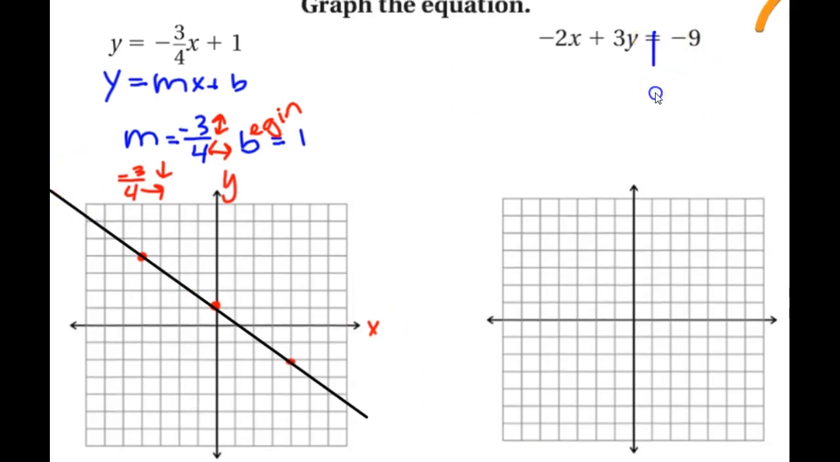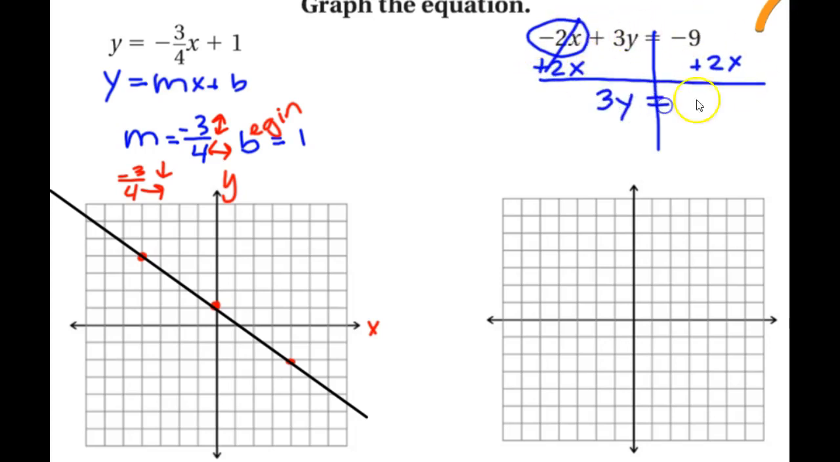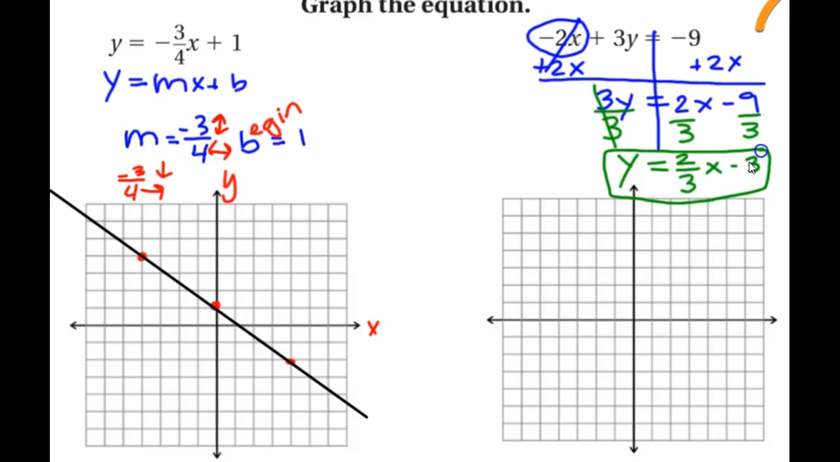All right, let's try one more. We need to solve this one for y, though, first. So I'm going to move this 2x to the other side. I'm going to add 2x. And those eliminate. We have 3y equal to 2x minus 9. And we want y by itself, so I'm going to divide everything by 3. So those eliminate, and we have y equal to 2/3 x minus 9 divided by 3, which is 3. So from this equation, m in front of the x is 2/3, and b is -3.